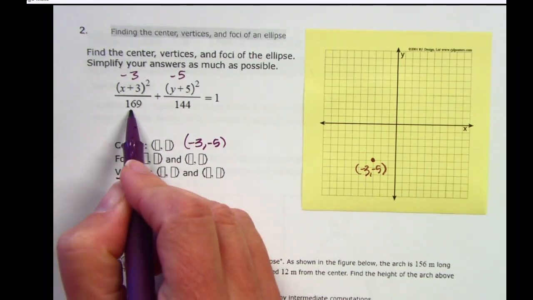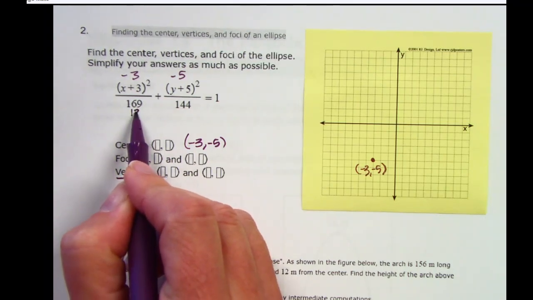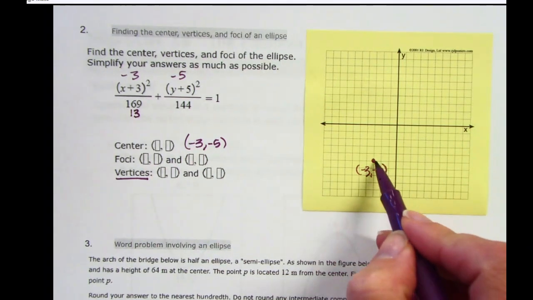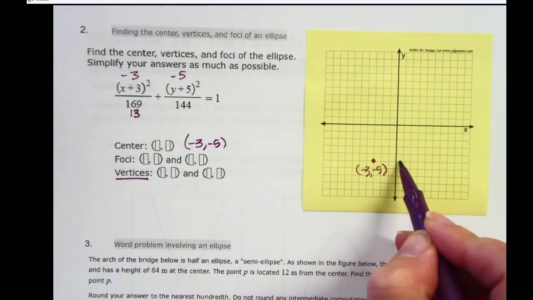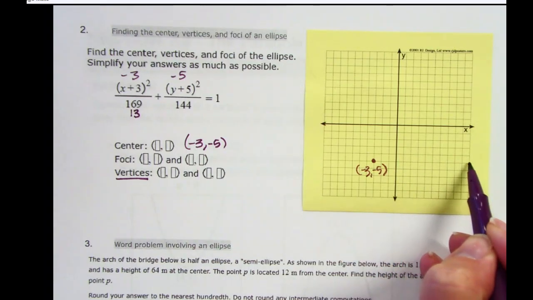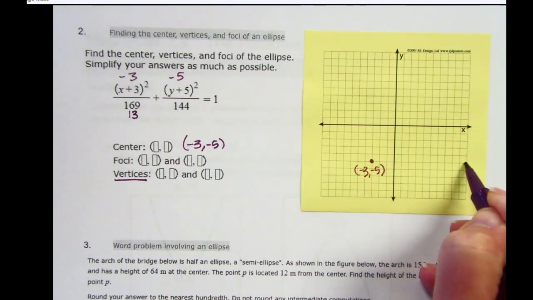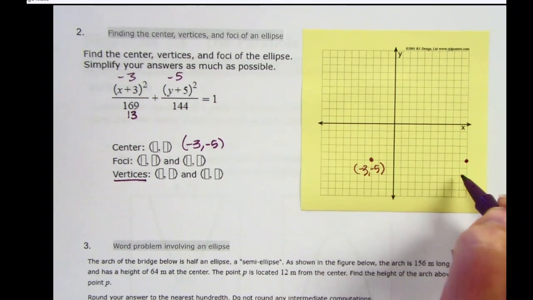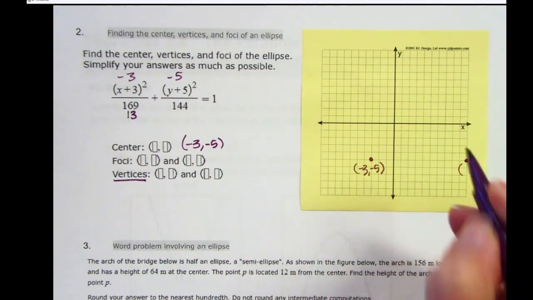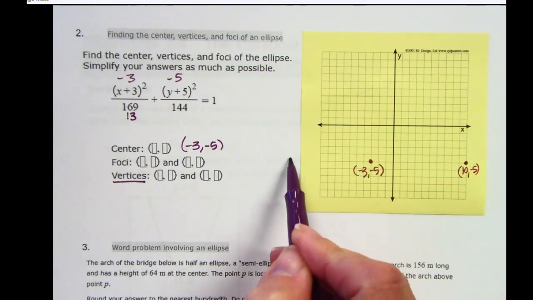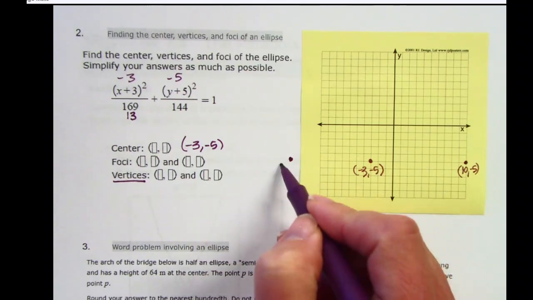How far are we going? Square root of 169 is 13. Oh goodness. So in this direction, how far would I go? 13. So -3, 13, that would put me here. I'm going to assume that's 10. So that is what? 10, -5? And in the other direction? -16, -5?